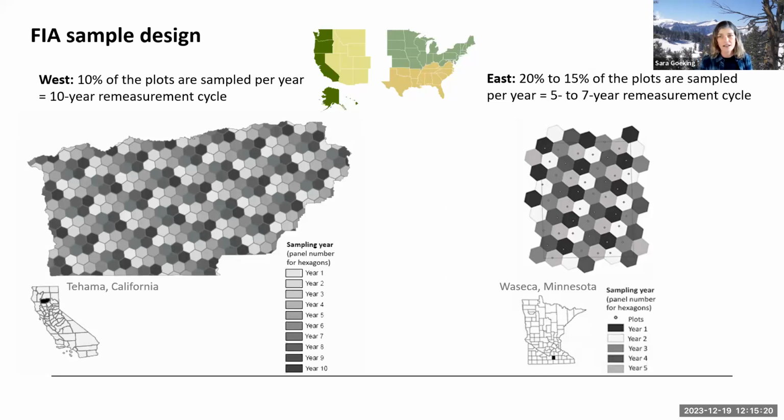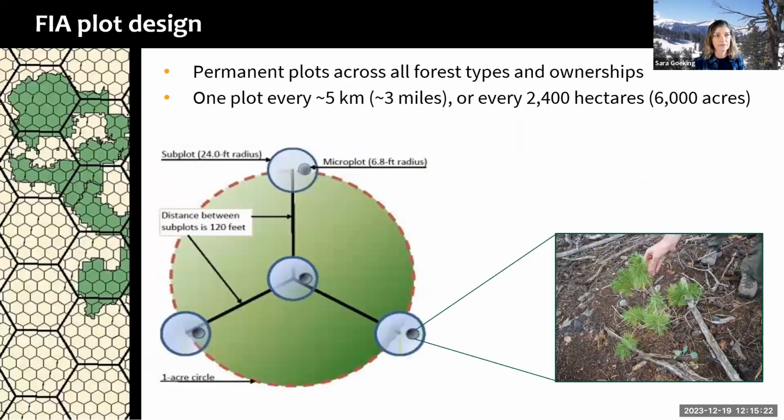So it takes us 10 years then to measure all plots. And this is what the plots actually look like. We have 4 subplots. They're 120 feet apart. The spacing between the plots is on average about 3 miles, and the plots cross not only national forest lands, but all lands, as long as we get permission from the manager or owner to go to those places.